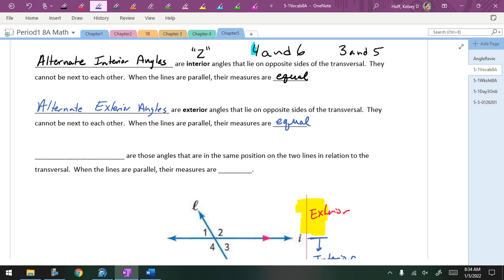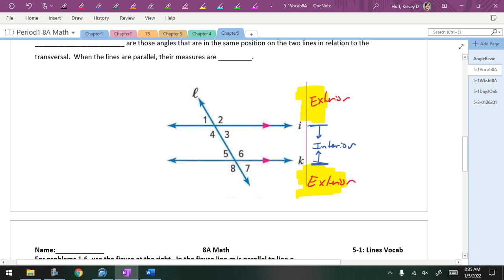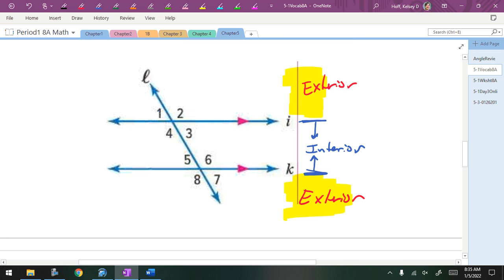Now, Miss Hoff doesn't have a really cool letter to pick with this one. The last one had a Z. This one's not a really cool letter. Okay? I'm going to go down to my diagram. Tone helped us on the last one, so I'm going to ask him to be on mute for just a little bit, okay? So I'm going to pick the exterior angle, angle 1. Okay? It's on the outside.